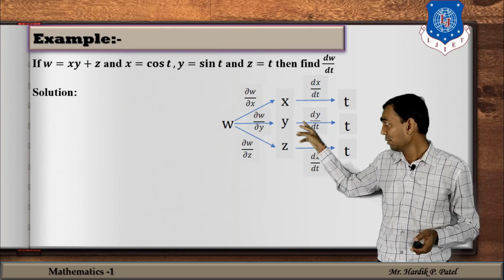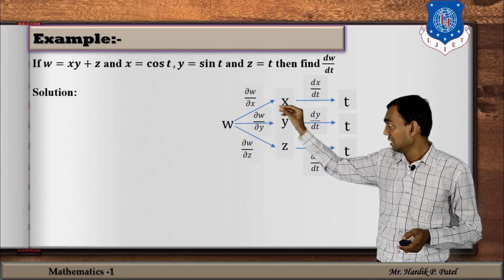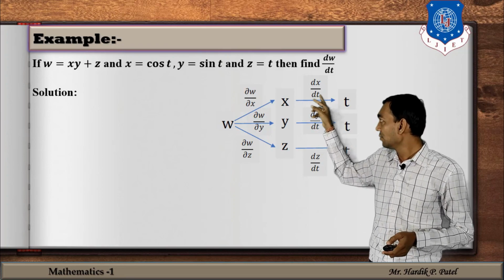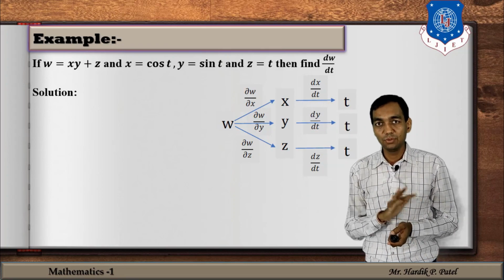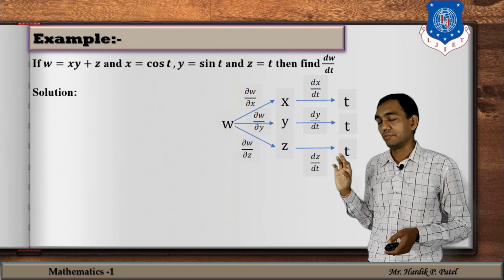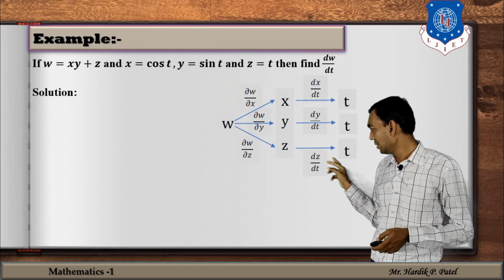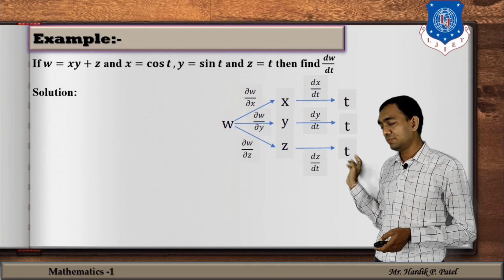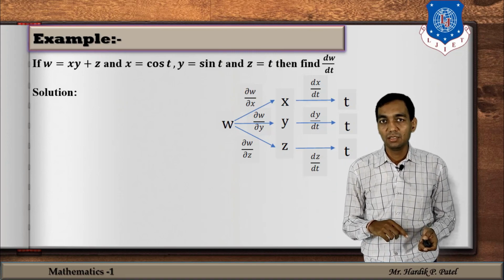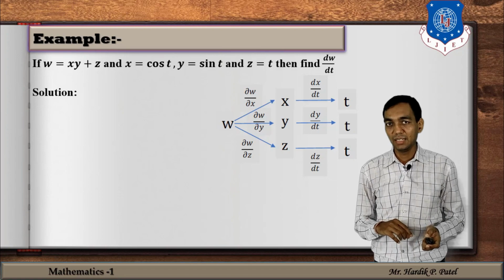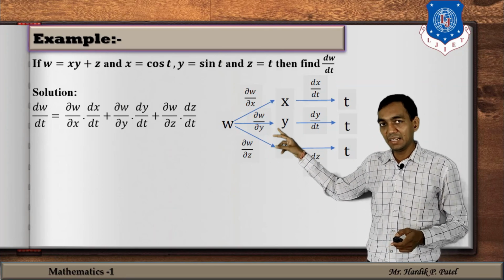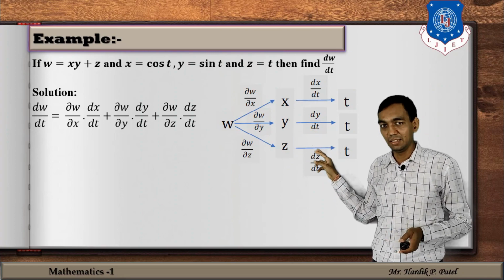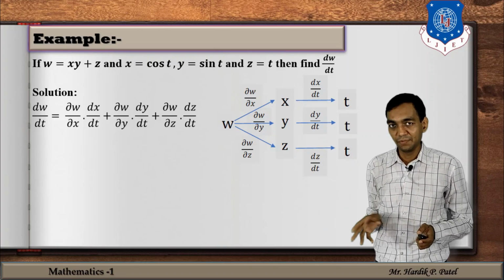Okay, now let's start with an example. If w is a function of x, y plus z, and x is equal to cos t, y is equal to sin t and z is equal to t, then find dw by dt. See here, w is a function of 3 variables x, y and z, and x, y and z are functions of t. So if you are going to apply the simple total derivative formula, then dw by dt is given by del w by del x into dx by dt plus del w by del y into dy by dt plus del w by del z into dz by dt.